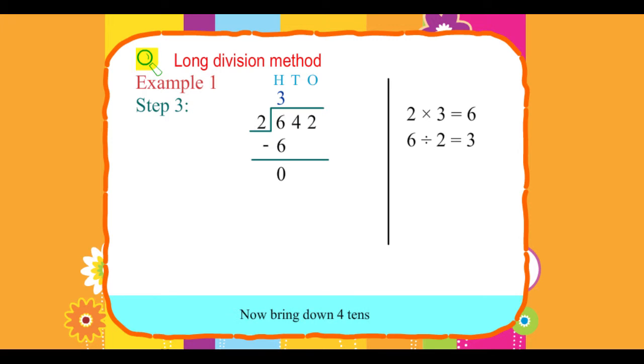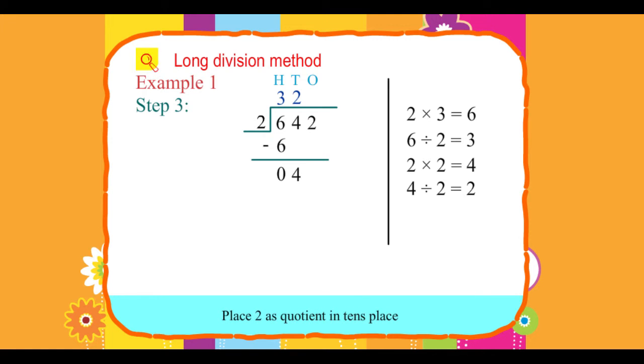Step 3. Now bring down 4 tenths. Divide 4 tenths by 2. We know 2 times 2 equals 4, or 4 divided by 2 equals 2. Place 2 as quotient in tens place. Write the product 4 in the tens place below 4. Subtract 4 from 4 and write 0 as remainder.